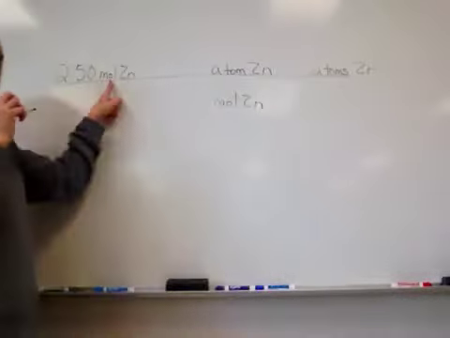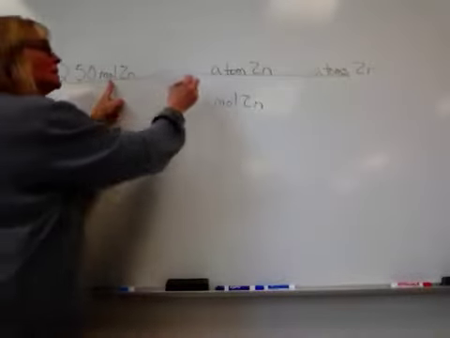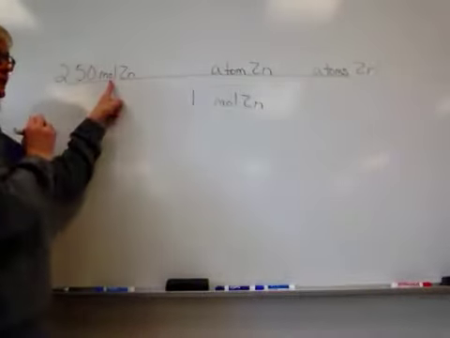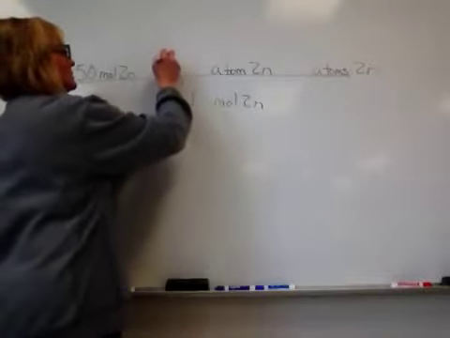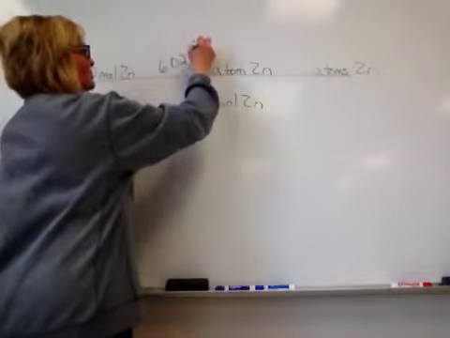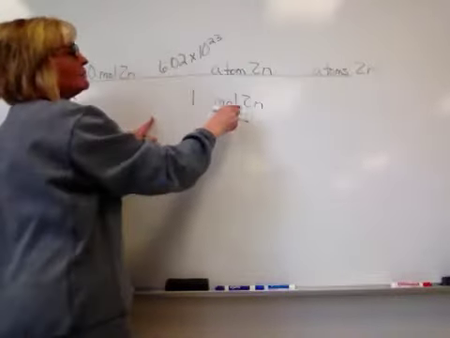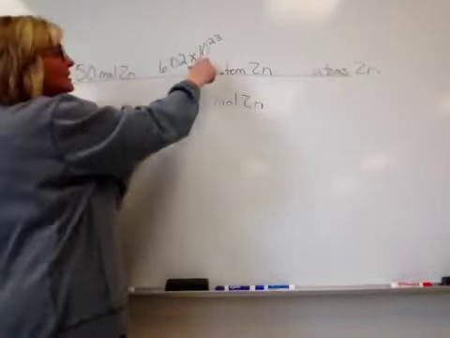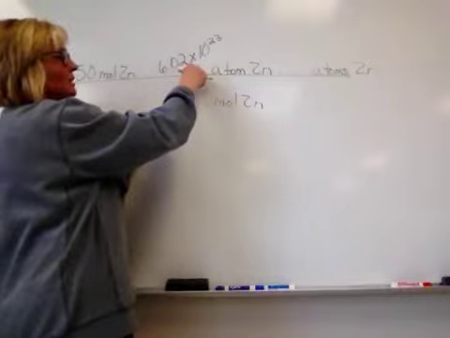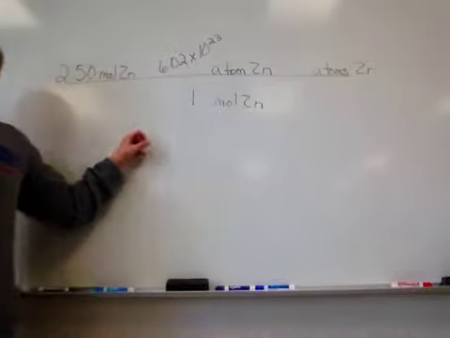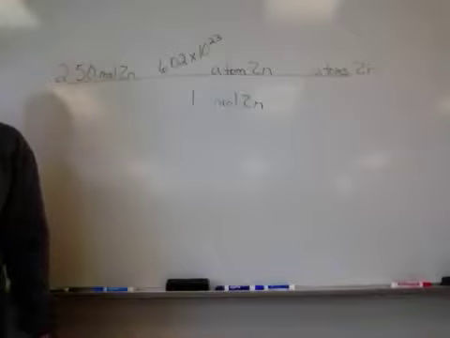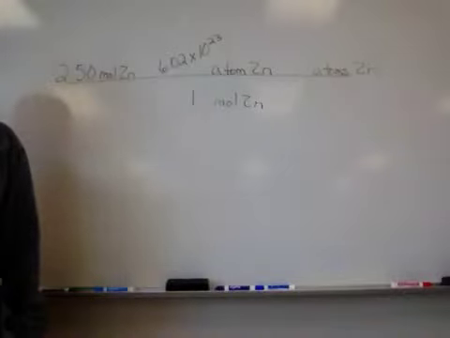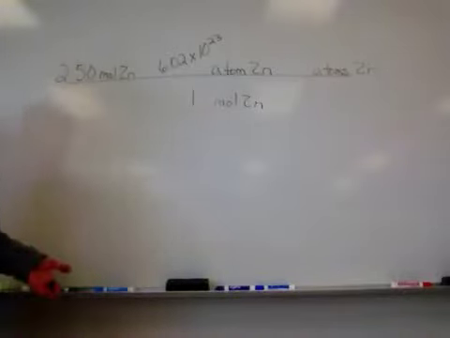So my conversion factor: in 1 mole of zinc, how many atoms are there? 6.02 times 10 to the 23rd. If I have a mole of anything, it's 6.02 times 10 to the 23rd. I suggest you practice this on whatever calculator you're going to use. If you're borrowing one of mine, use one of mine that you're going to use. If you have your own, use your own.